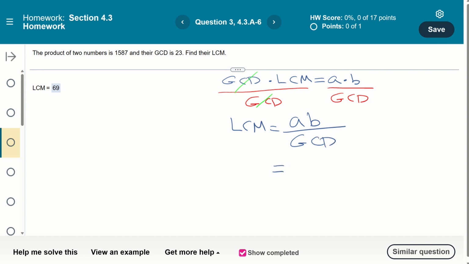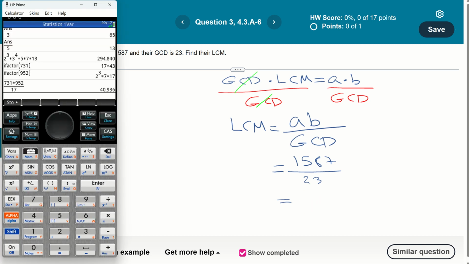Now we know the product. It's given. It's 1587, divided by, we know the GCD as well, so it's 23. So now we're just going to do that division, and we'll get our answer. So we do 1587 divided by 23, and we get 69. There it is. So a real nice quick application of what we just learned.